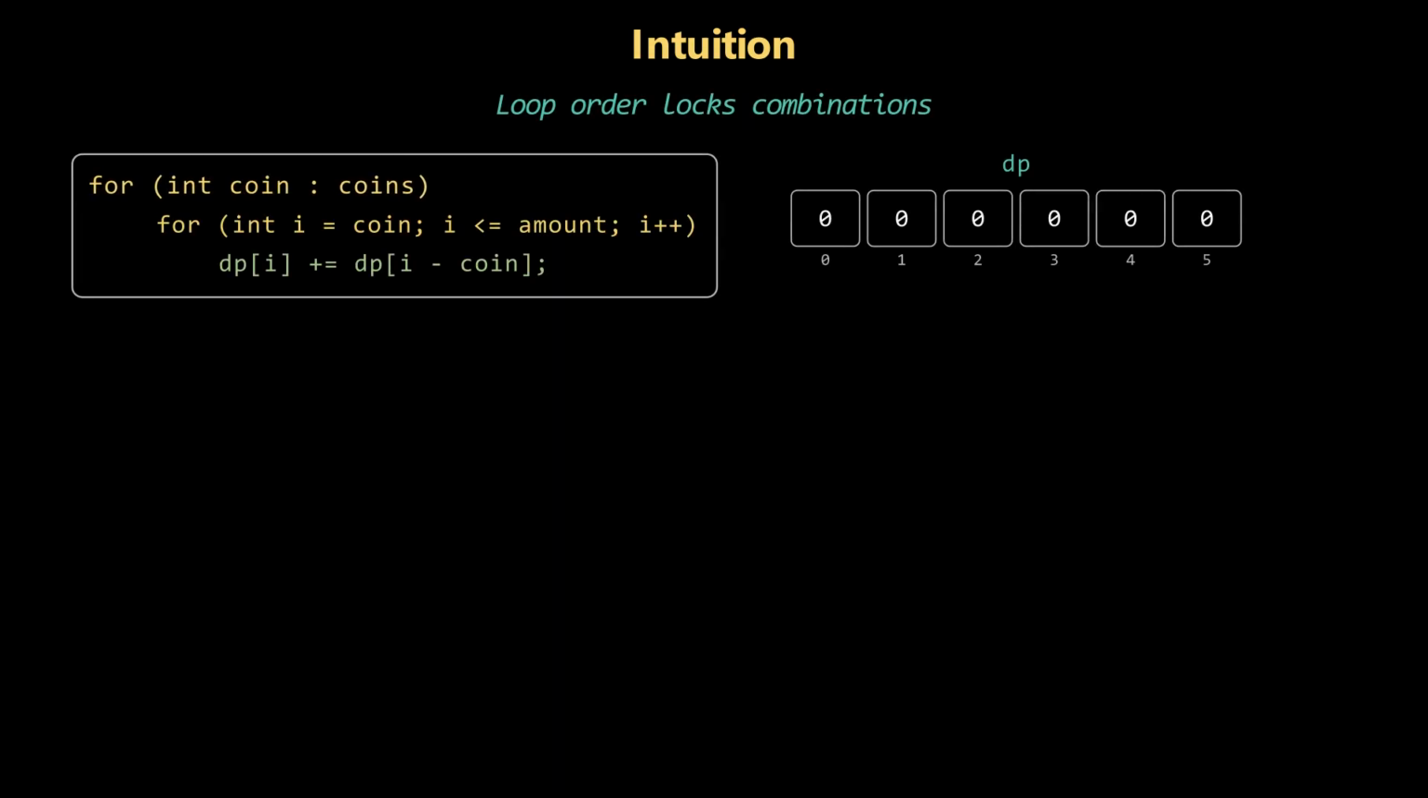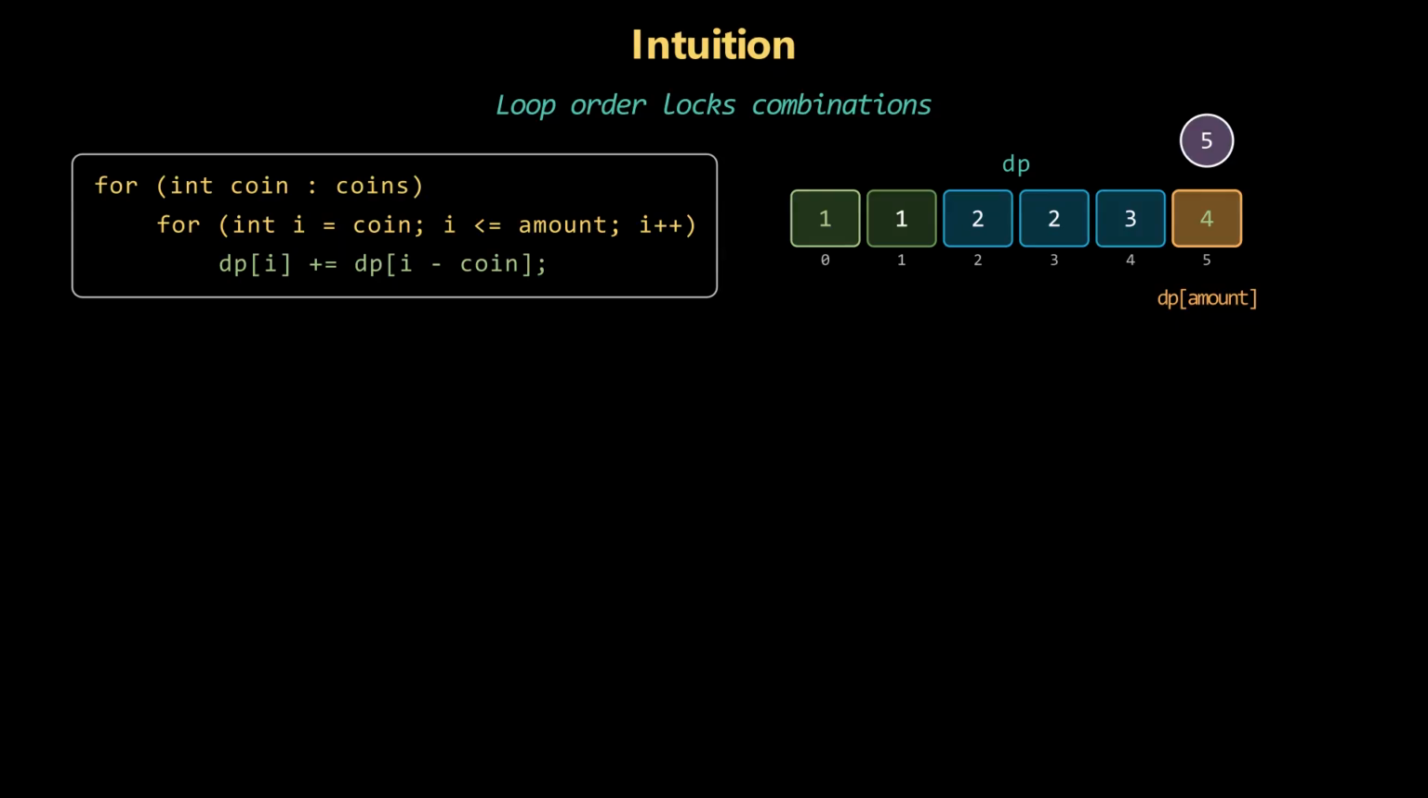This brings us to the ultimate code payoff. By putting the coin loop on the outside and the amount loop on the inside, we ensure our coins are processed strictly one by one across the entire array. The data naturally layers itself without duplicates, completing a linear sweep that solves a tricky combination puzzle with maximum speed and zero wasted memory.